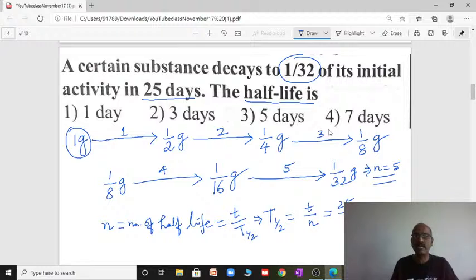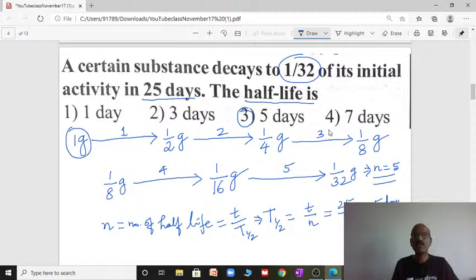Now n, the number of half-lives, is 5, so what is the half-life period? n equals t by half-life period, so half-life equals t by n. Time period is 25 days. What is n? 5 half-lives. So the half-life period is 5 days. So the correct option is 3. Got it? Very simple.